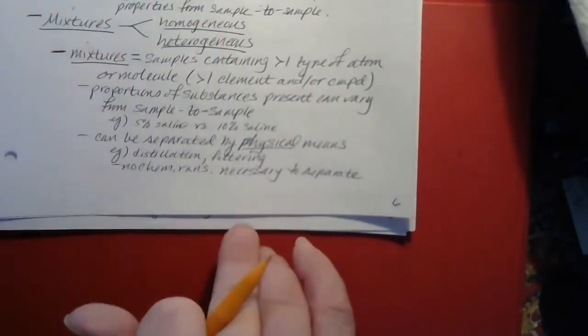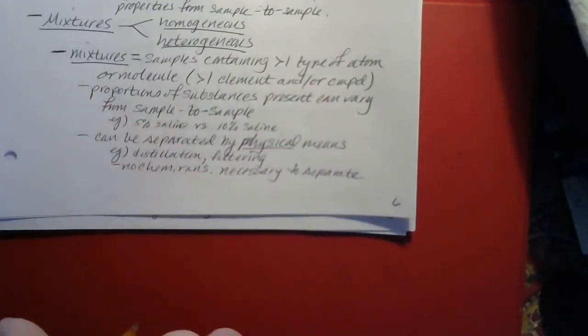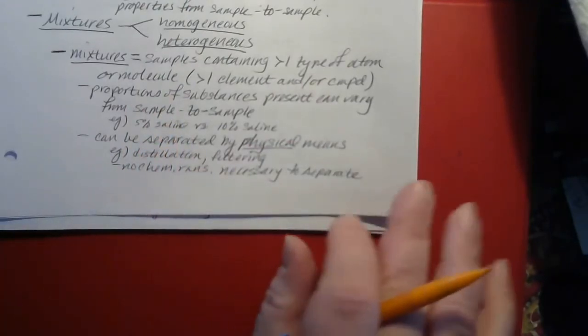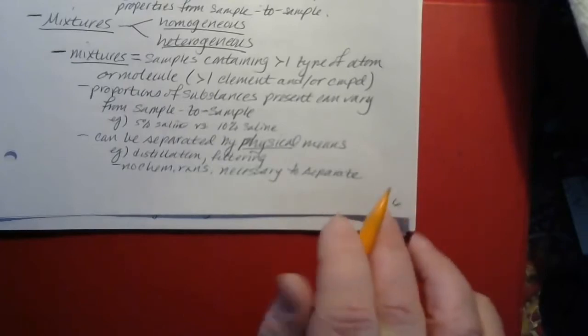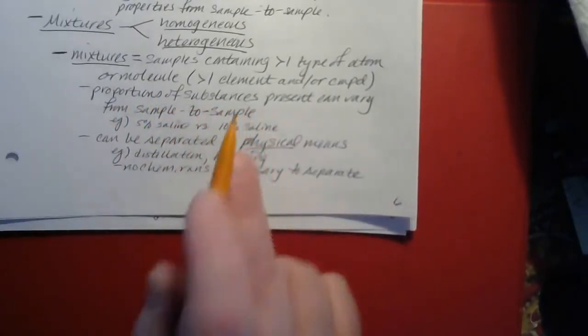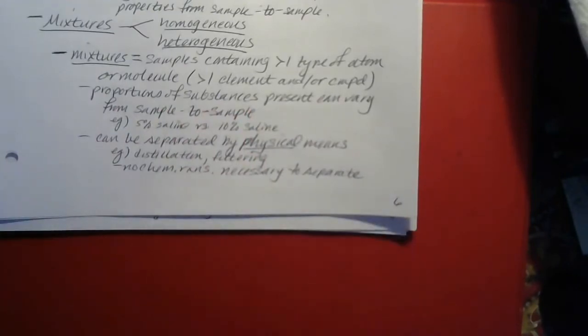The question is, can the amount of the different substances present vary within each sample? And for salt water or saline solution, the answer is no. But for certain other mixtures, the answer will be yes. So the proportions of the substances present can always change from one sample to another. The question is whether the proportions can change within a single sample.